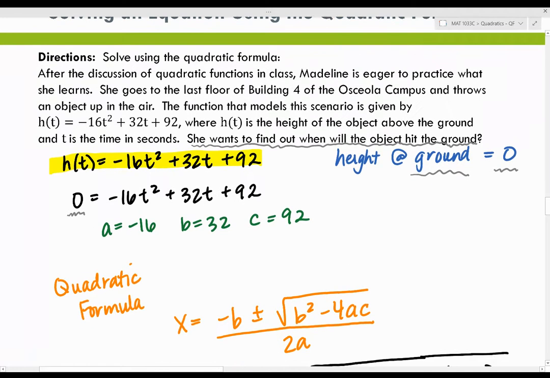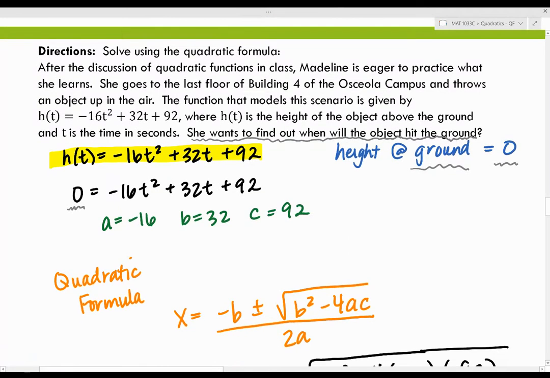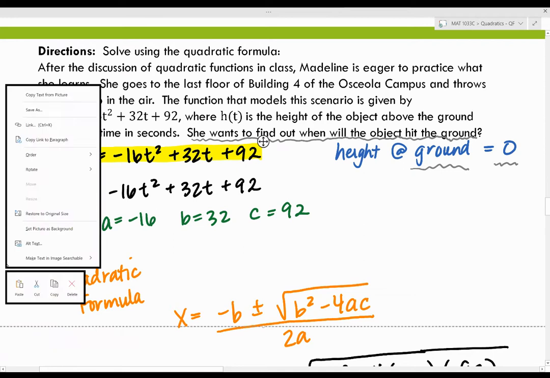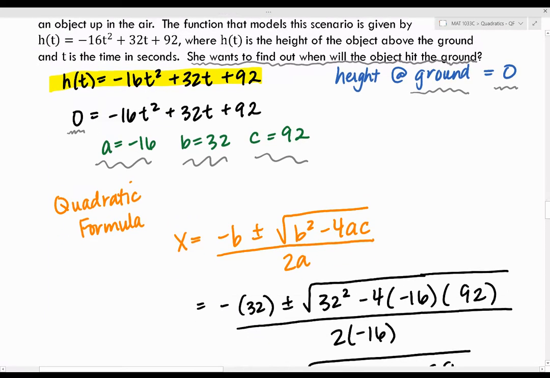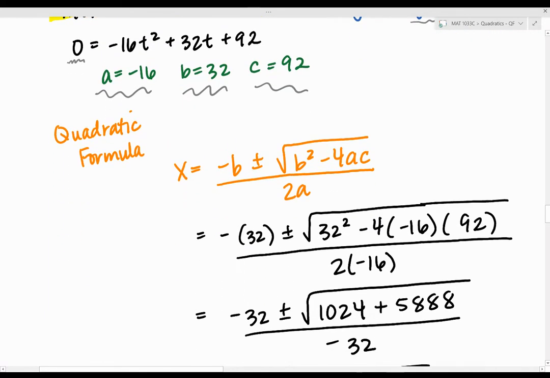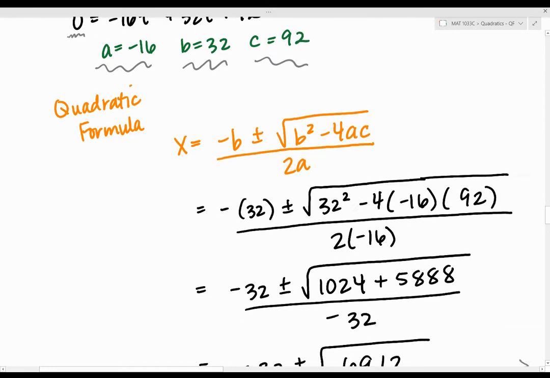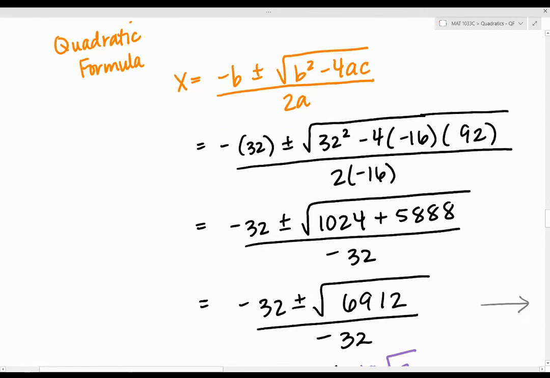Since it's in standard form and they want us to use the quadratic formula, our next step is to identify what A, B, and C are. So A is negative 16, B is 32, and C is 92. We're going to plug that into the quadratic formula. We know the quadratic formula is negative b plus or minus the square root of b squared minus 4ac all over 2a. So we plug our values in on the first line, and we go through and simplify on the second line.